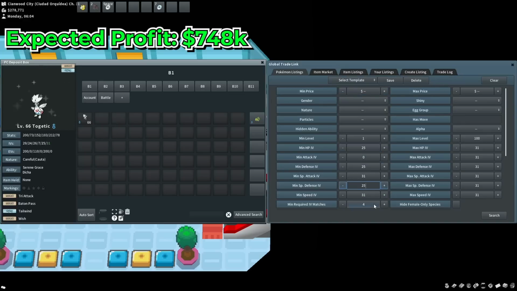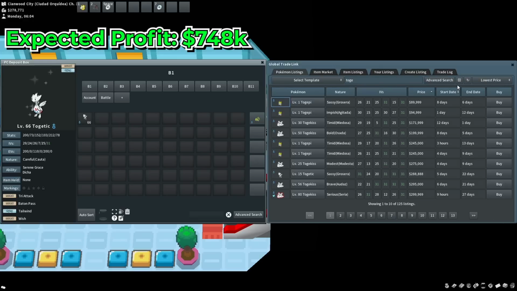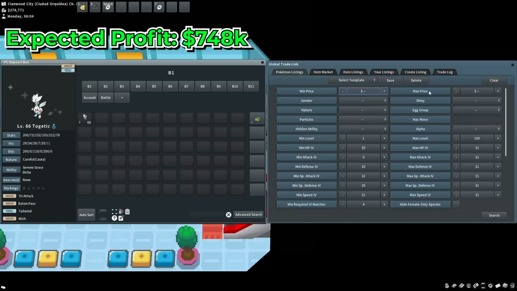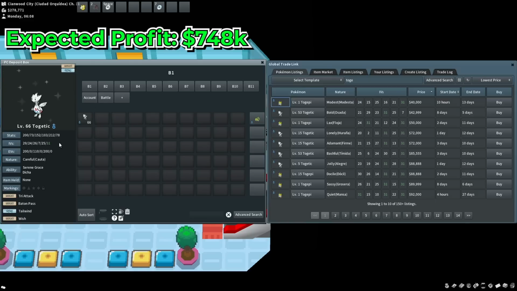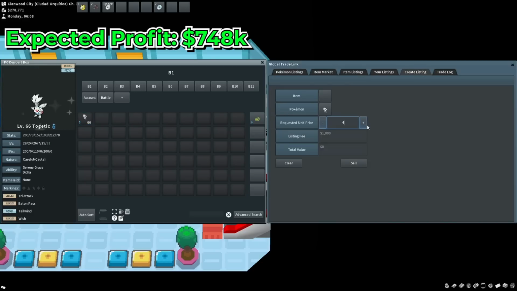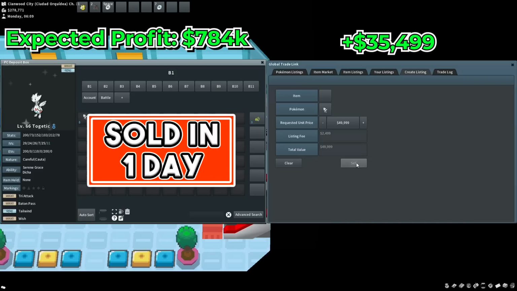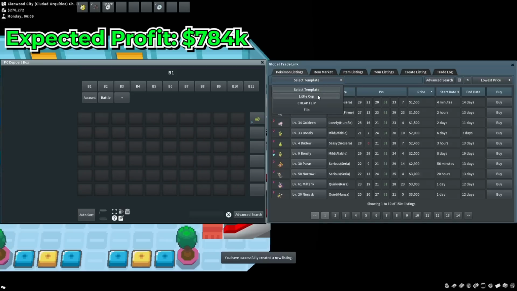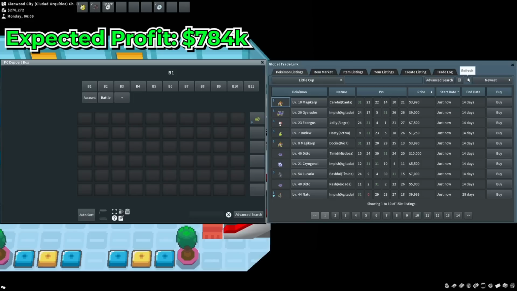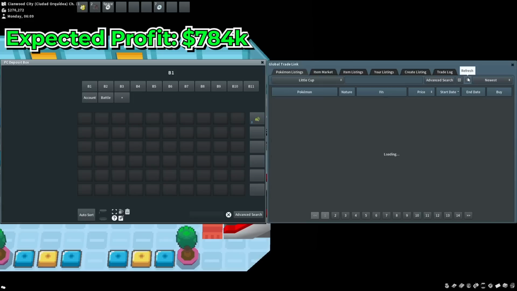And if we put it like this, they go for, I think, around 60, like this. So I'll put ours at around 50 because that's the price I usually max out on one desired IV and 20 plus in defenses. So 50. Depending on the Pokemon, I go around 40 or 50.